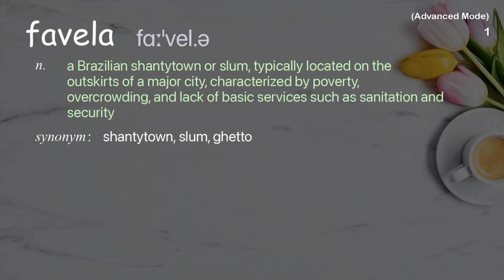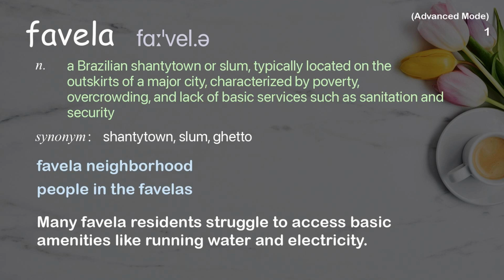Favela. A Brazilian shanty town or slum, typically located on the outskirts of a major city, characterized by poverty, overcrowding, and lack of basic services such as sanitation and security. Examples: favela neighborhood, people in the favelas. Many favela residents struggle to access basic amenities like running water and electricity.